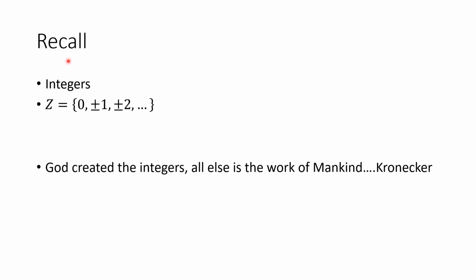And by way of introduction, I want you to recall what the integers are. The integers are a set of numbers, often denoted by Z, and Z is equal to, this is the roster of all the integers: 0, plus or minus 1, plus or minus 2, and it keeps on going. Those are what the integers are. They're the signed whole numbers and 0. A great mathematician named Kronecker once famously said that God created the integers, but all else is the work of mankind.